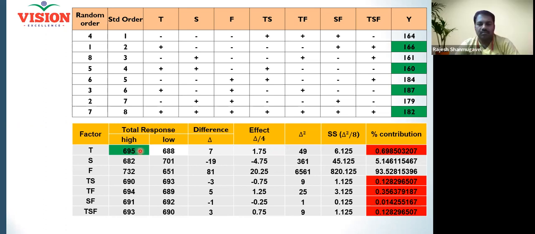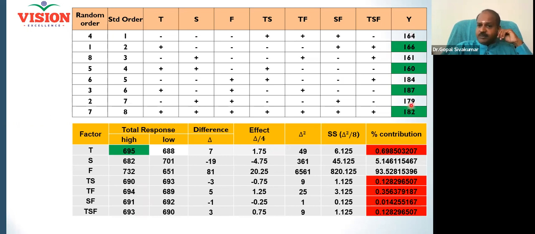All of you are with me? You have to do this for all the factors. Now, sum of the experimental output when the temperature is low.